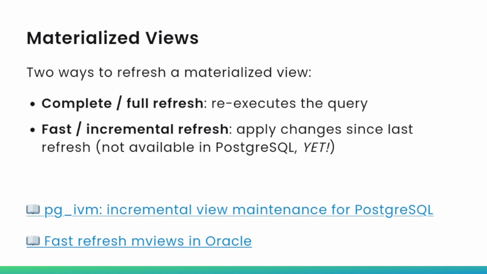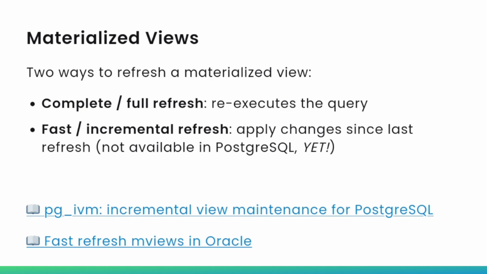There are two ways of refreshing materialized views. The first one, the one that we just saw, is called complete refresh or full refresh. This basically tells the database, re-execute the query, store the result. This is how Postgres works. However, there is another way of maintaining materialized views using something called fast refresh or incremental refresh, which basically only applies the changes to the materialized view since the last time it was refreshed. Now, and that's important, it's not available in Postgres.